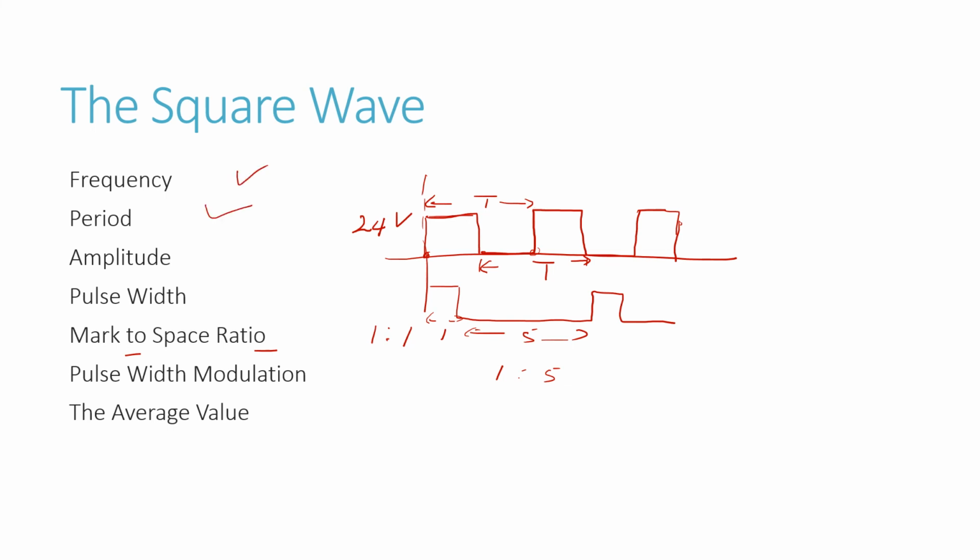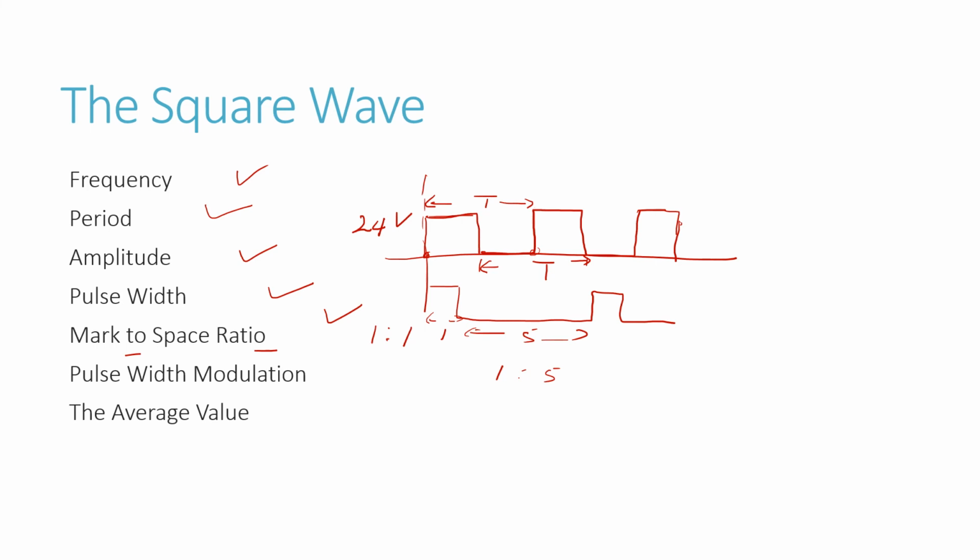The amplitude is simply the maximum value, the maximum height of the waveform. That's the amplitude. The pulse width is simply the width of the pulse, right? So that's the pulse width. As I mentioned already, mark to space ratio is the ratio of the pulse, right, where the voltage is on to when it is off, right?